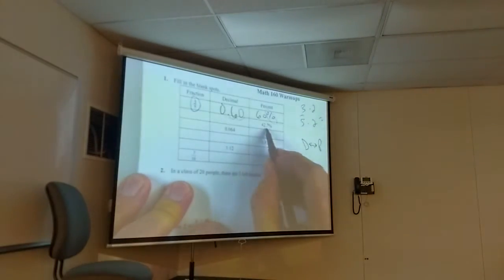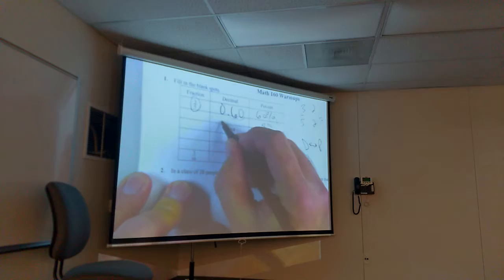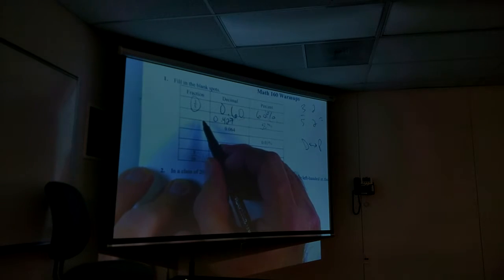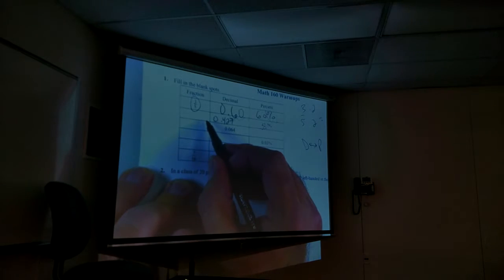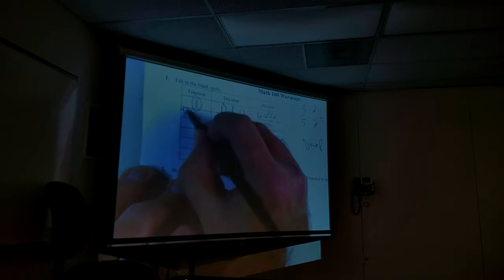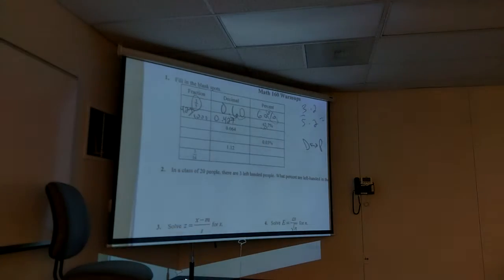So what about this one? How do you make that into a decimal? 1, 2. That's right. Go on. And then what's 0.427 as a fraction? Yeah, tenths, hundredths, thousandths. 427 over 1,000. Lock it.